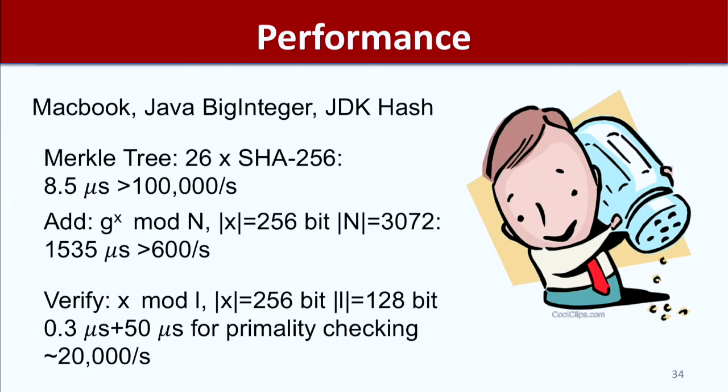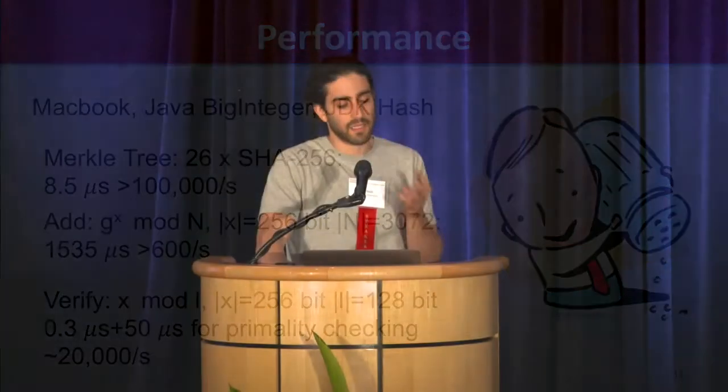But if we look at the verification, which is the important thing, the miners in the system just have to verify these proofs, basically a proof of exponentiation instead of doing the exponentiation themselves. x mod L, for L being a 128-bit prime number, just takes about 0.3 microseconds plus some extra 50 microseconds for actually checking that L is a prime. And so that gets pretty close to the performance that you would get with Merkle trees.